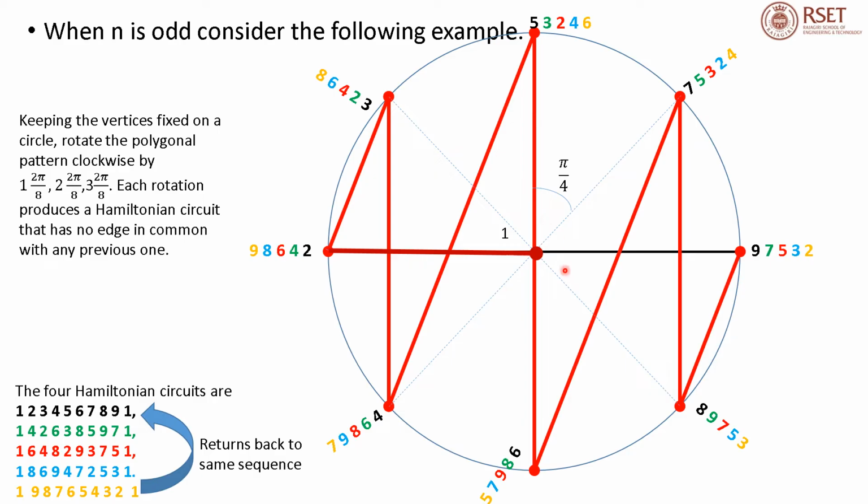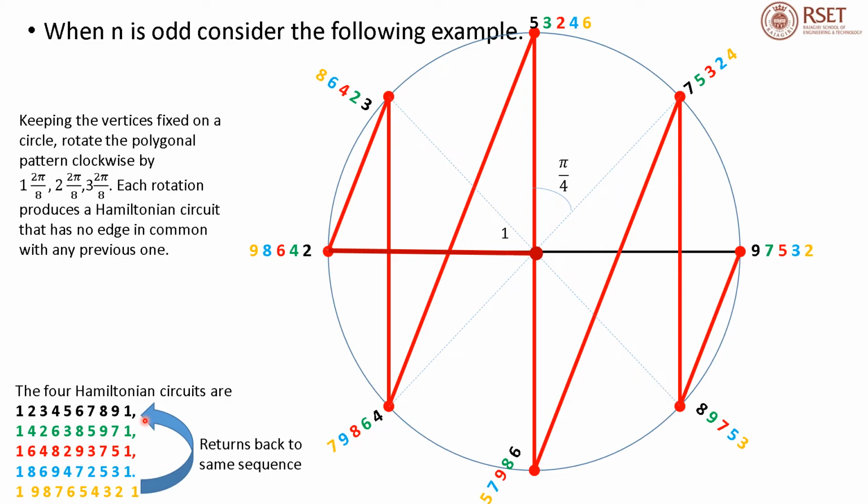Now, in the second line, we can define the next Hamiltonian circuit like this. Starting from 1, along this edge, coming to 4, then 2, then 6, 3, 8, 5, 9, 7 and return to 1. This Hamiltonian circuit starts from 1 and ends at 1 along another set of edges. The first and second Hamiltonian circuits have no edge in common.